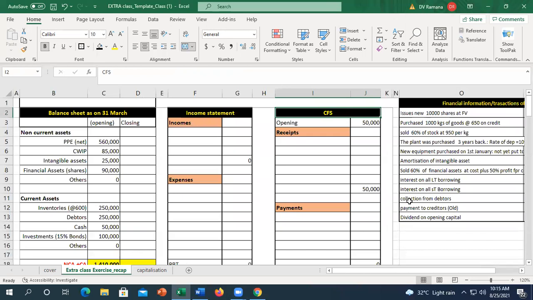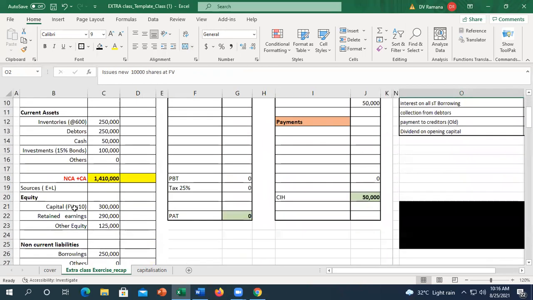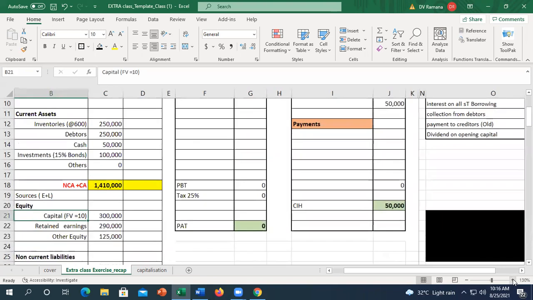So there are about half a dozen to a dozen transactions. We'll pick up each transaction, understand the impact on the financial statement, and try to see the implications on cash, on profit, and on the equity. So the first transaction is issue of new shares, 10,000 shares at the face value. The face value of the share is 10.